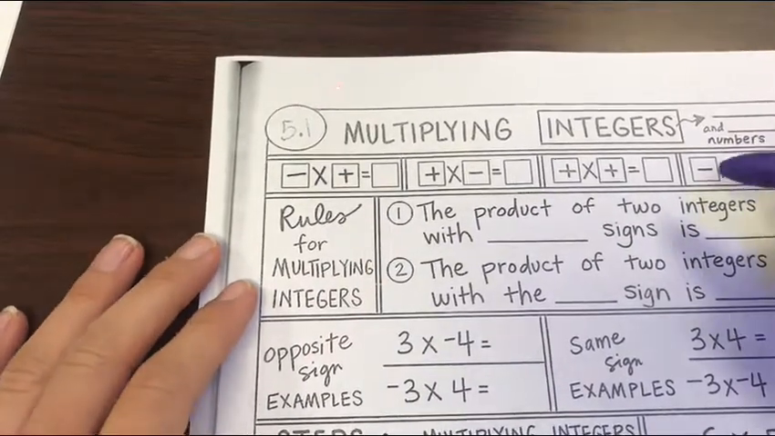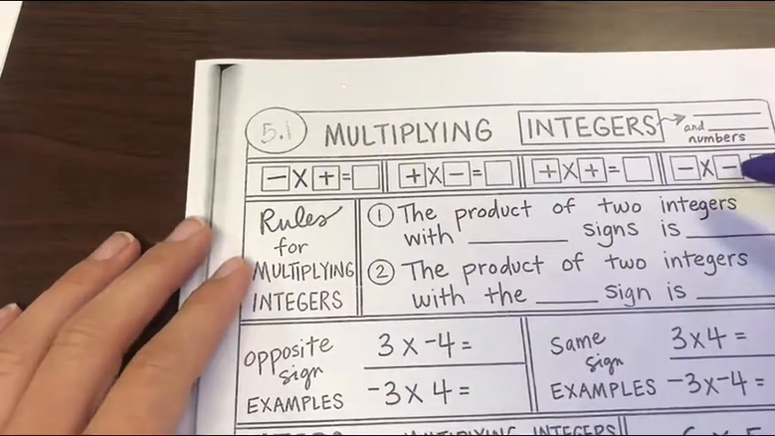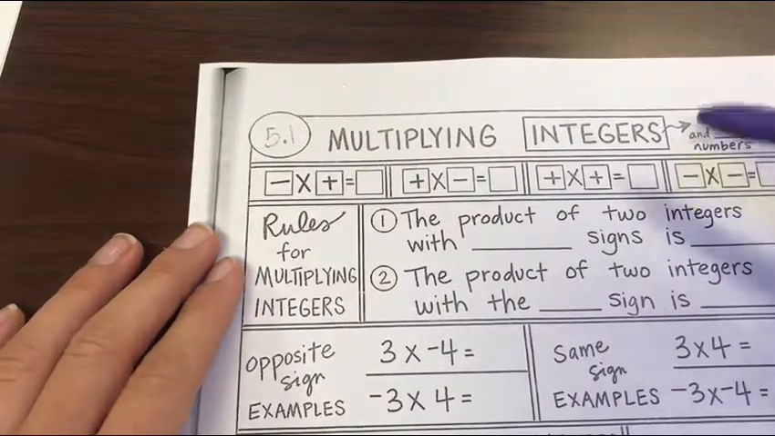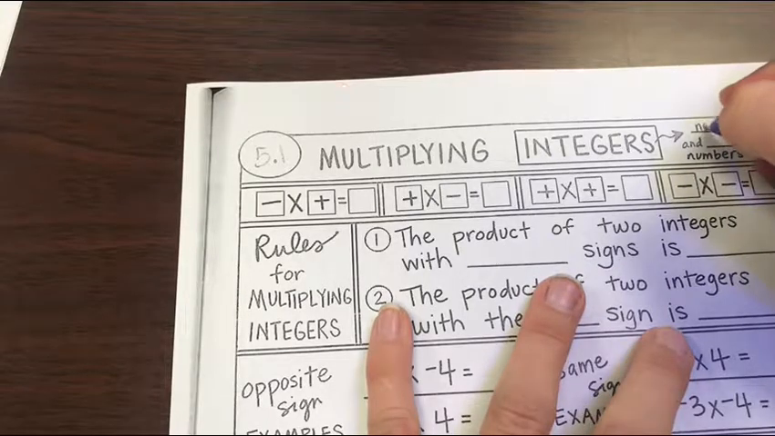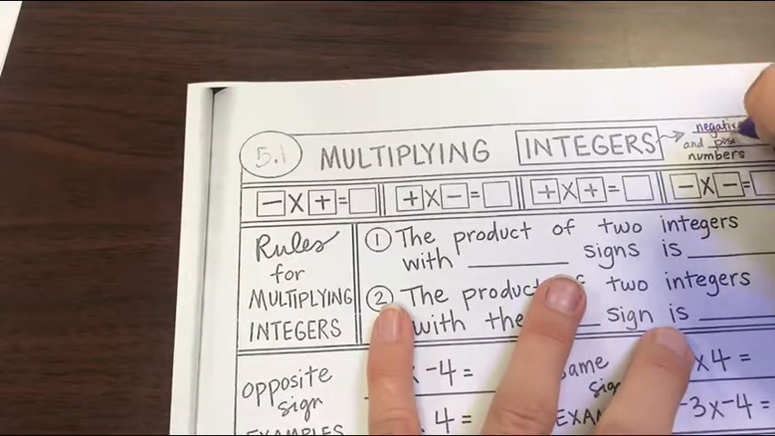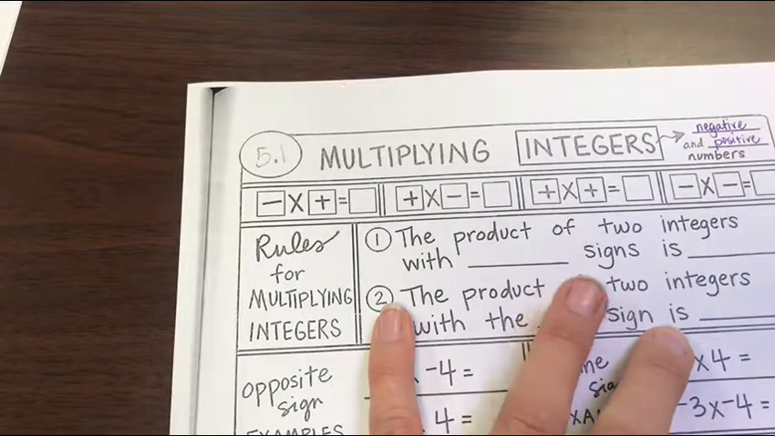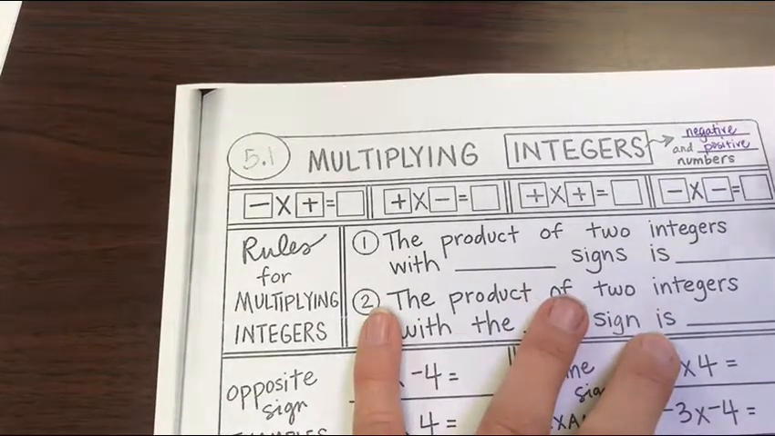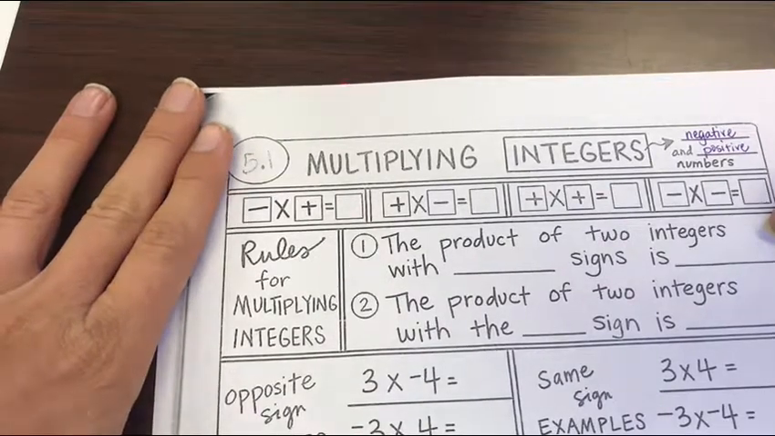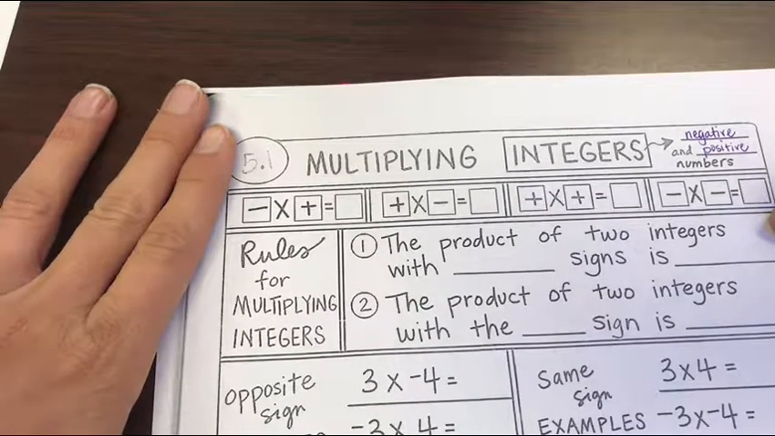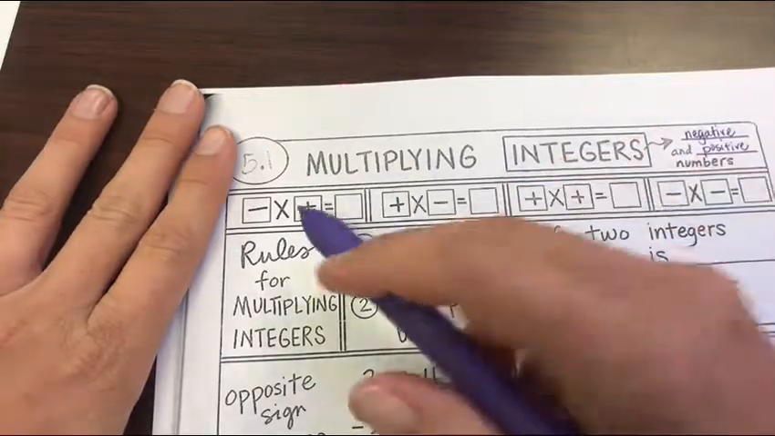Okay, so we're going to talk about multiplying integers, so multiplying and dividing negative and positive numbers. These are integers: your negative and positive numbers, no decimals, no fractions. They're just the whole numbers. So when you are multiplying and dividing integers, like we'll see tomorrow, we talk about these as relationships, okay?